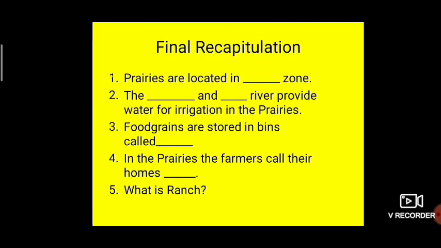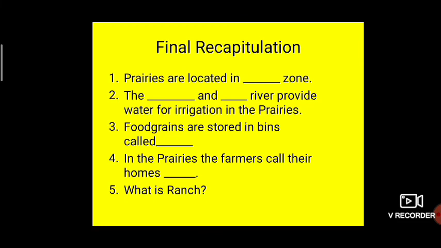Number 1, prairies are located in which zone? Number 2, the dash and the dash river provide water for the irrigation in the prairies, where we studied that the soil is fertile. Why is the soil fertile? Which two rivers provide water in the prairies? Then food grains. Food grains are stored in the bins called silos, bins where they store their wheat, barley, oats, and surplus food.